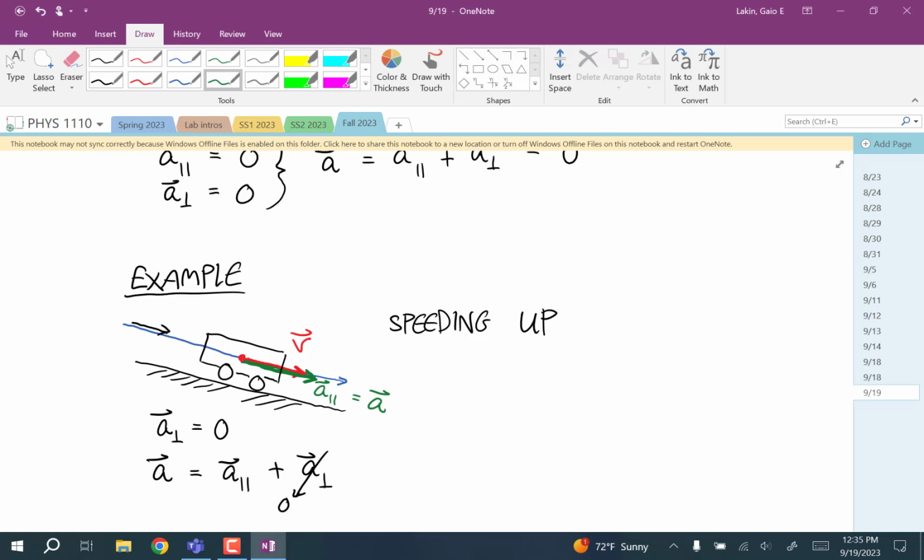And well, we're treating this like a two-dimensional problem, but notice it's moving along a straight line. It's really a one-dimensional problem, and so it's acting just like we would expect for a one-dimensional problem. The acceleration is either in the same direction as the velocity or the opposite.